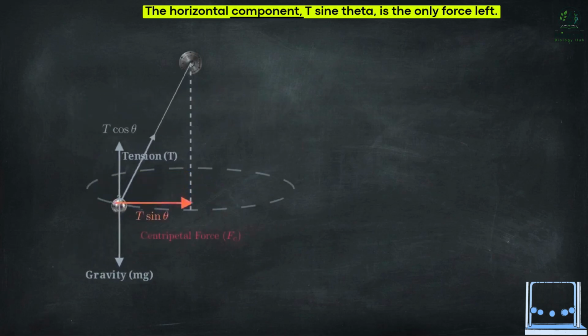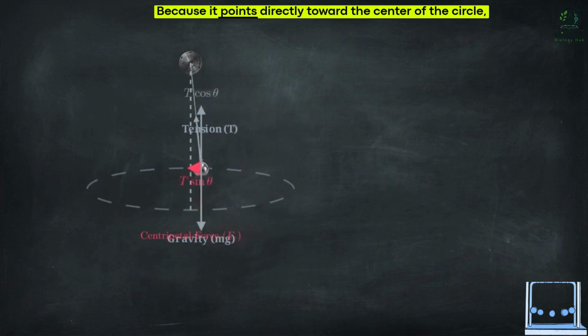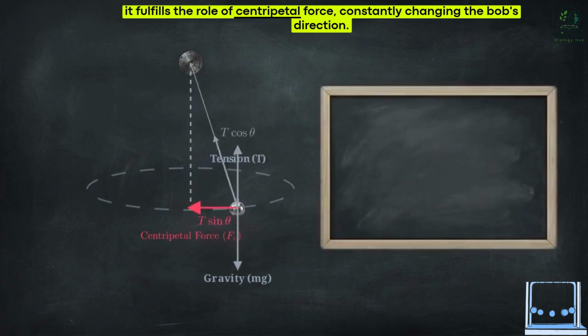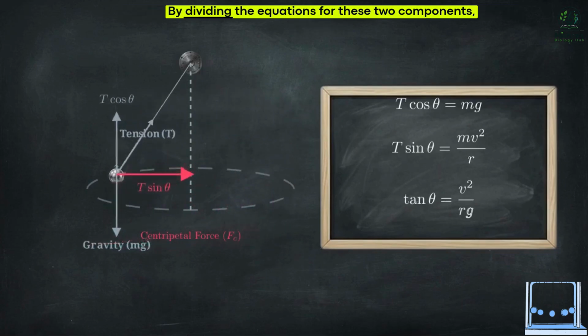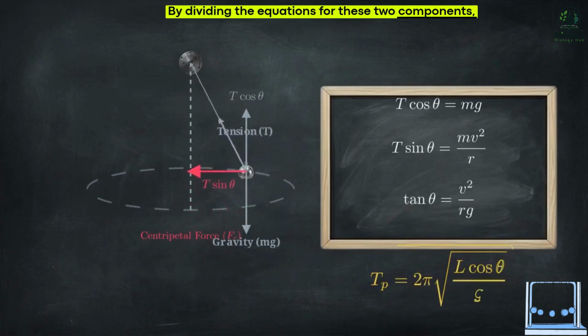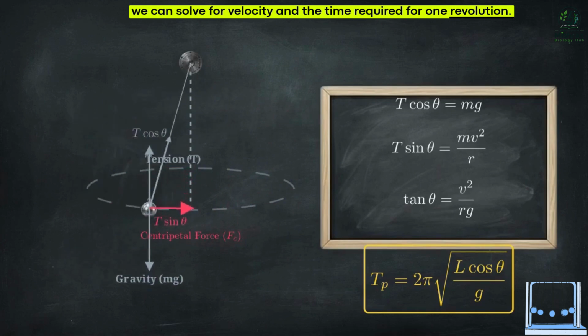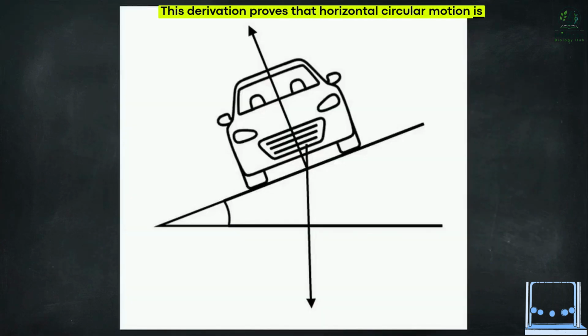The horizontal component, T sine theta, is the only force left. Because it points directly toward the center of the circle, it fulfills the role of centripetal force, constantly changing the bob's direction. By dividing the equations for these two components, we can solve for velocity and the time required for one revolution. This derivation proves that horizontal circular motion is simply the result of balancing vertical and horizontal force vectors.